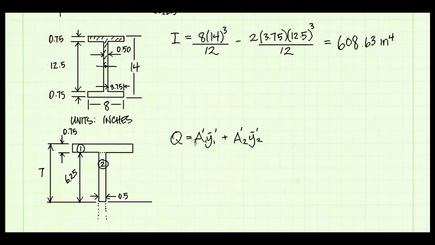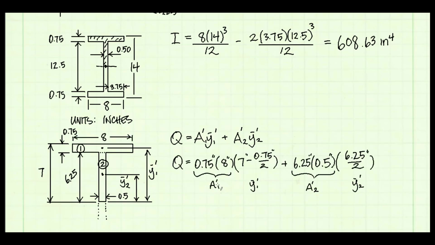The area A prime of piece 1 is just the area of that rectangle. And its y bar prime goes from the centroid of A prime 1 back to the neutral axis of the full cross-section, as shown. A prime 2 is going to be a rectangle, and its y bar prime dimension is from the centroid of that rectangle back to the neutral axis.